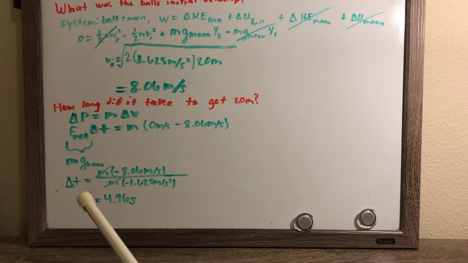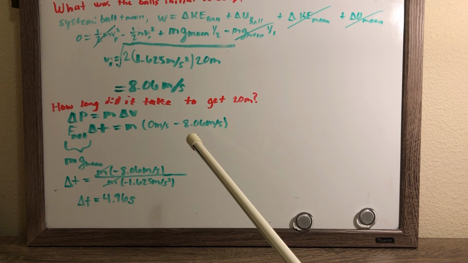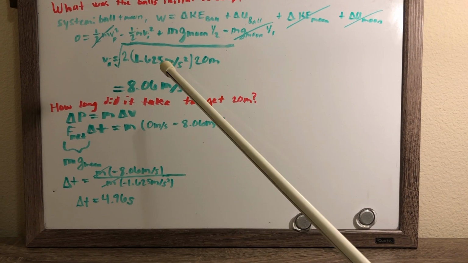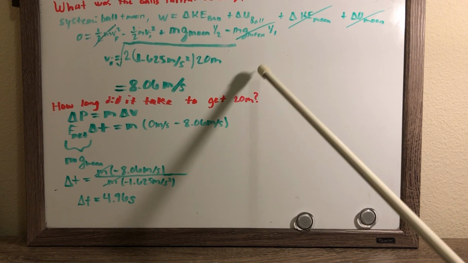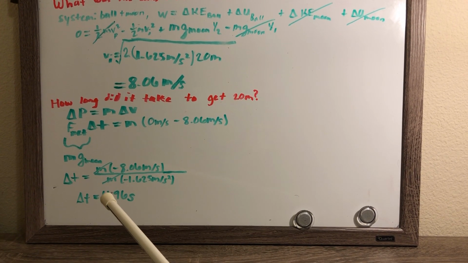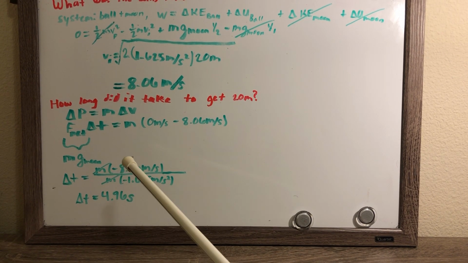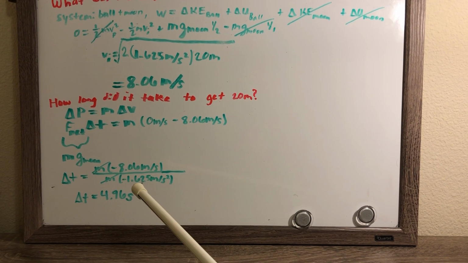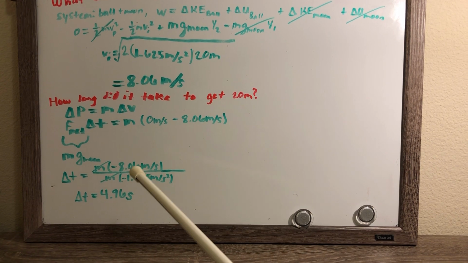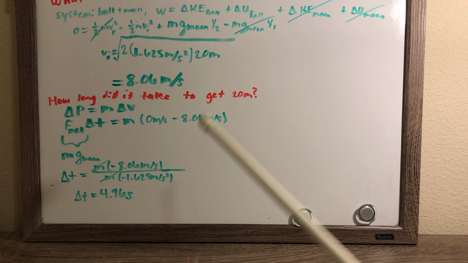So we plugged in that 8.06 that we got from the previous answer, which is the only way we would be able to do it using the momentum principle. So then we know that the change in velocity over the gravitational constant, so we solve that and we get 4.96 seconds is how long it's in the air.